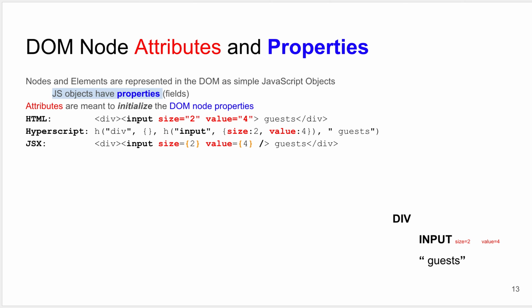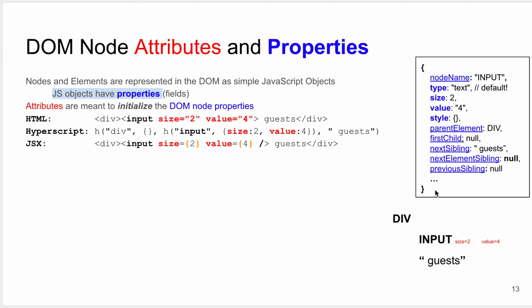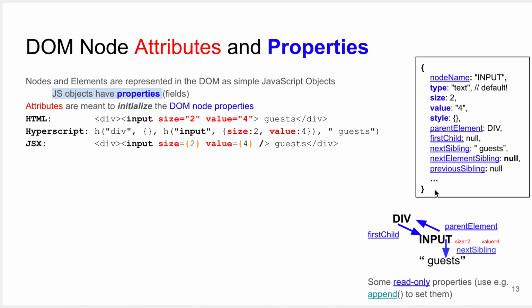Hyperscript and JSX will in the end render DOM objects, which, like all JavaScript objects, contain properties. The attributes that we set in hyperscript or JSX are used to initialize these node properties. For example, this input element initialized with size and value attributes will have properties like these, where we list a subset of its properties. Read-only properties are usually related to the tree structure, for example, parent element, first child, next sibling, or previous sibling.